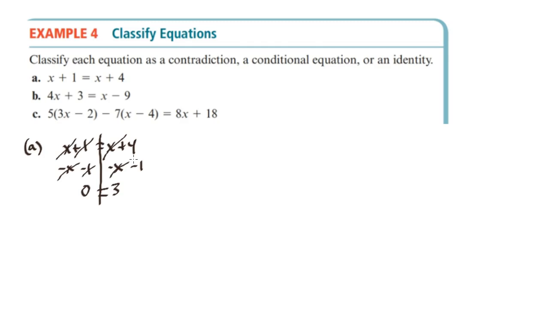And so we call this a contradiction, because an equation that has no solution, there's no way that 0 can equal 3. If you end up getting a false equation at the very end after solving, then that is a contradiction. 0 will never equal 3, so there's no solution to x plus 1 equals x plus 4. So this is a contradiction. Okay, so we've identified that it's a contradiction, and again, that means no solution.